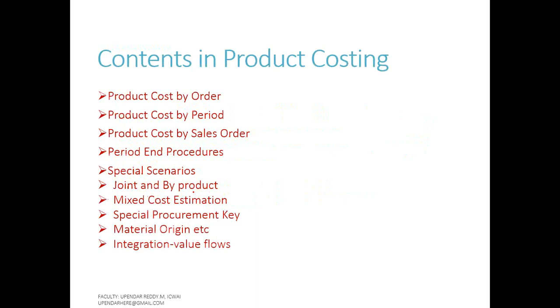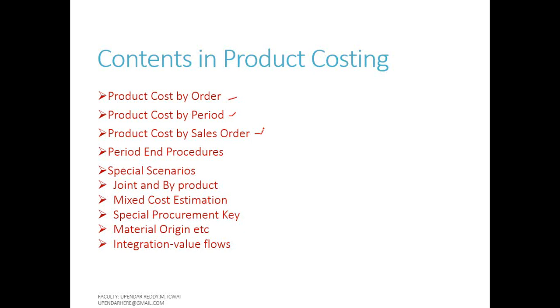The contents we are going to cover in product costing can take more than 40 hours, 40 to 50 hours. Each and every topic we are going to learn in product costing is an important concept in controlling. There is product costing by order, which is the basic scenario, and product costing by period. Period-wise, when we are doing month-end procedures, irrespective of the orders, every month we will run the period-end procedures.